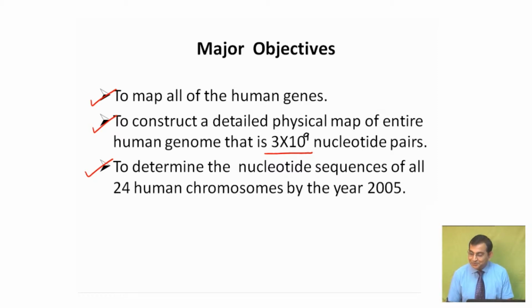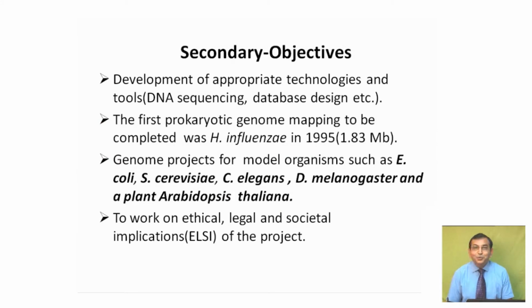Secondary objectives were the development of appropriate technologies and tools, that is DNA sequencing, then database design, etc. The first prokaryotic genome mapping to be completed was of Haemophilus influenzae in 1995. Its genome size was 1.83 megabase pairs.